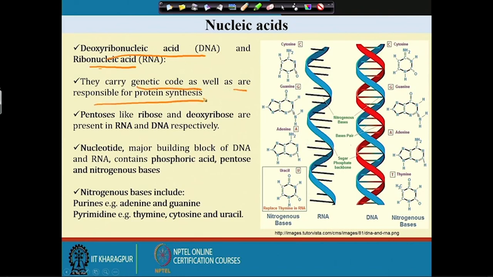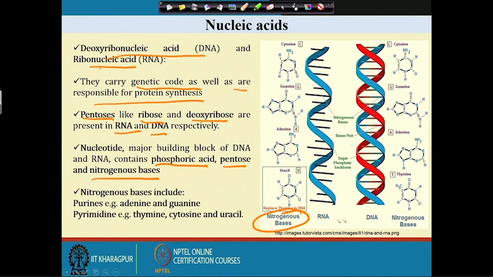So, this is very important, and it has pentose, the ribose and deoxyribose. They are nothing but pentose, which is also a kind of carbohydrate, present in RNA and DNA respectively. The nucleotide is majorly built up of three different molecules: one is phosphoric acid, then pentose, then nitrogenous base. Now, what is called a nitrogenous base? Here is the nitrogenous base.